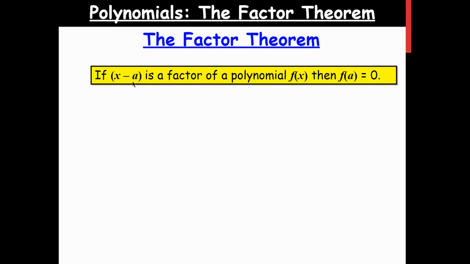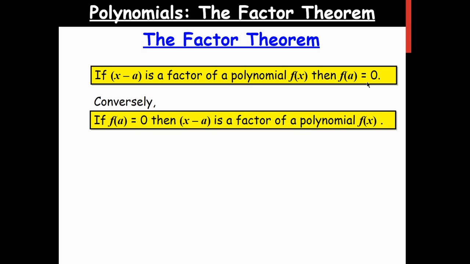If x minus a is a factor of a polynomial, then that leads us to conclude that the remainder is zero. The other way round, if the remainder is zero, then that means that x minus a is a factor of the polynomial f of x that we've been dividing into.